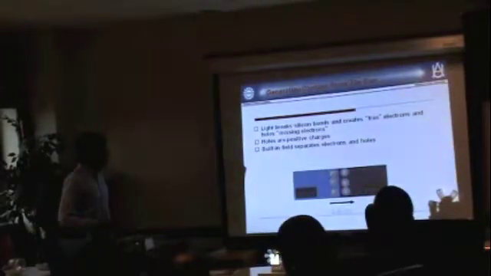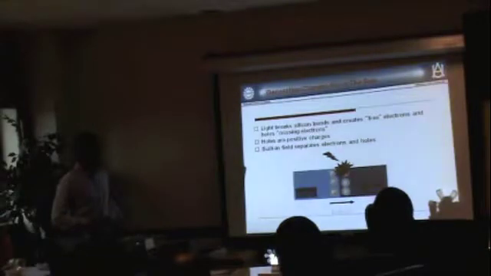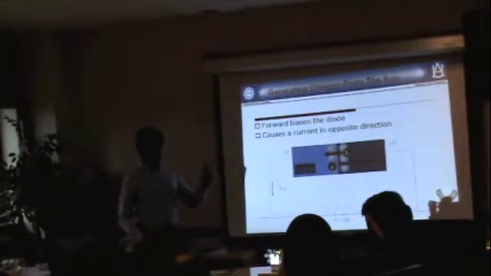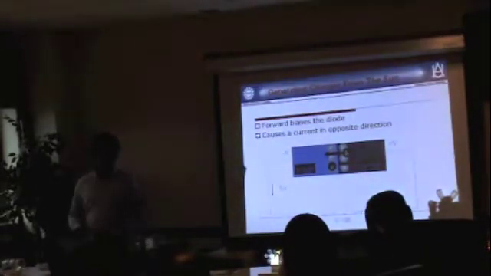What exactly happens? Once light falls on the film, it tries to break the silicon bonds. It excites those electrons, and then it separates the holes and electrons. There you go, that's what it is. As you know, it will be in opposite directions: the electrons flow in one direction, and the current flows in the other direction.